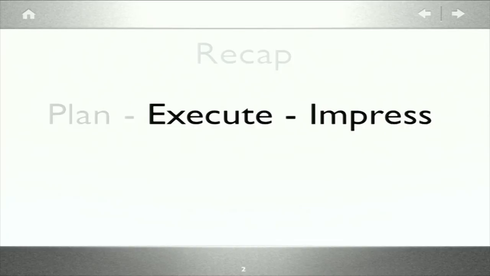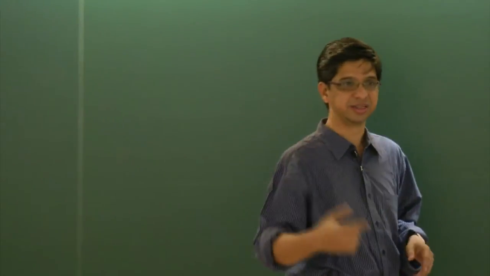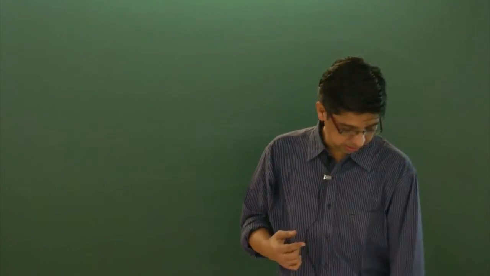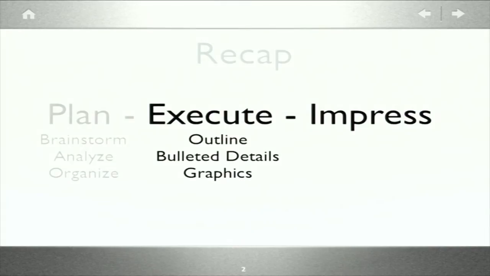What we saw was the process of creating a presentation, which starts with planning and then goes to execution, and finally was the impress part. I'm trying to see if we can finish it off today itself, or we may just cross over for another session, maybe next time. But what we are going to talk about today is the execute part, where we have come up to this point of creating an outline and a bulleted detailed content of that.